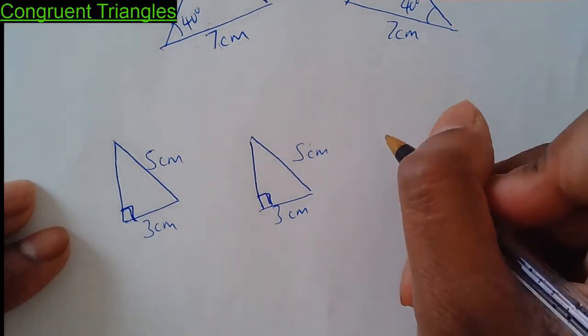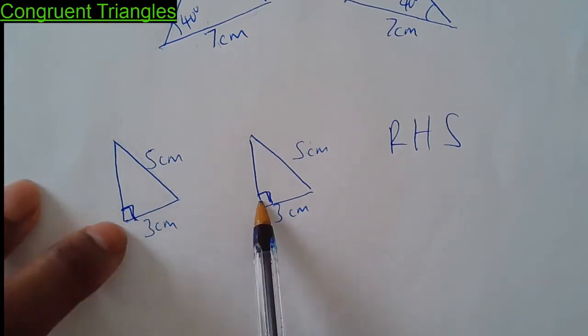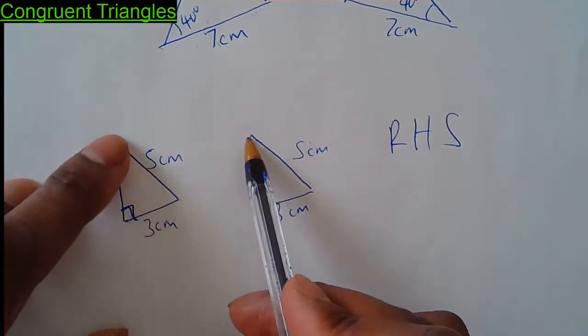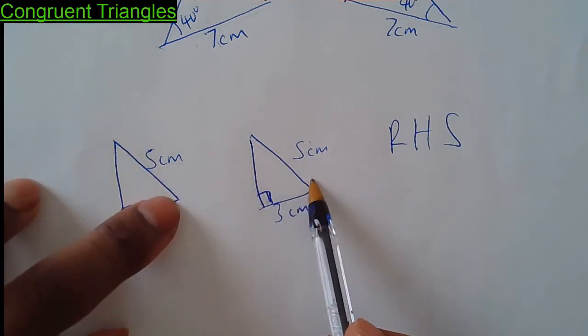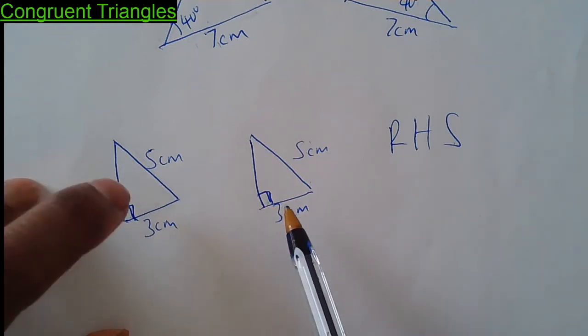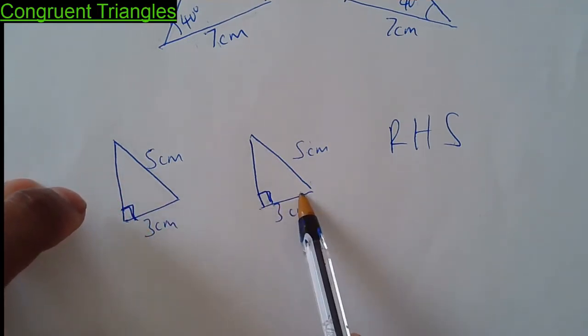This is what you call the RHS. I'll explain that. R stands for right angle, look, right angle. H for hypotenuse, the longest side. They're both the same, both triangles. And S stands for side. One of the sides is exactly the same. So you've got 3 centimeters over there.